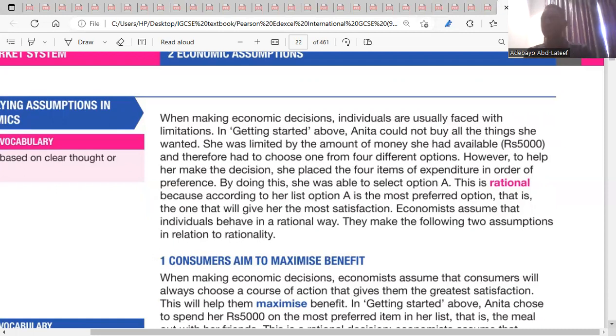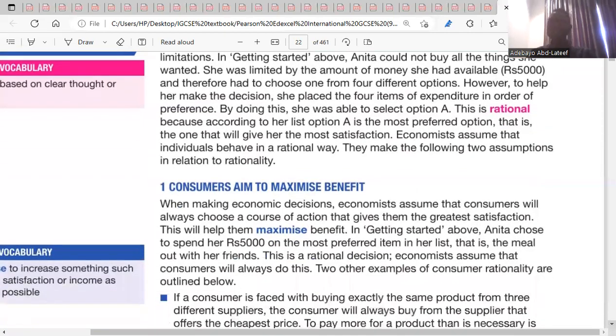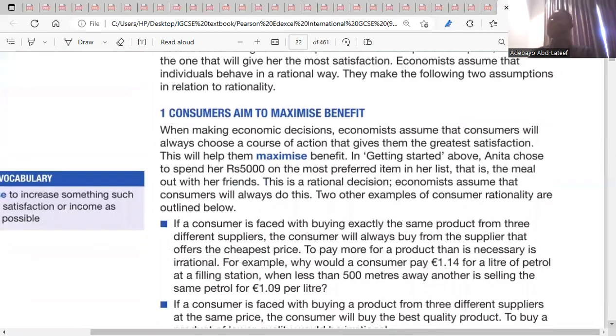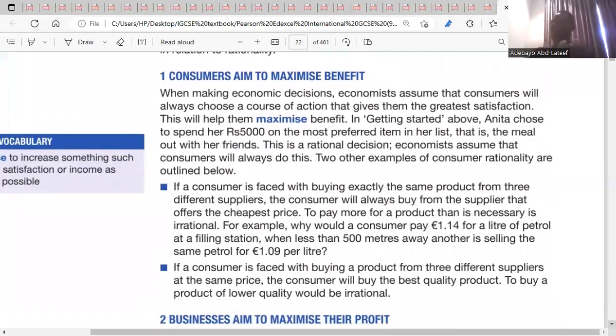that phone. So for consumers, they said, when making economic decisions, economists assume that consumers will always choose a course of action that gives them the greatest satisfaction. That is to maximize benefit. But maximizing benefit is not the only way in which consumers make decisions. So consumers can be rational when it comes to benefit, what is going to benefit them, what the price is, and how the quality is.